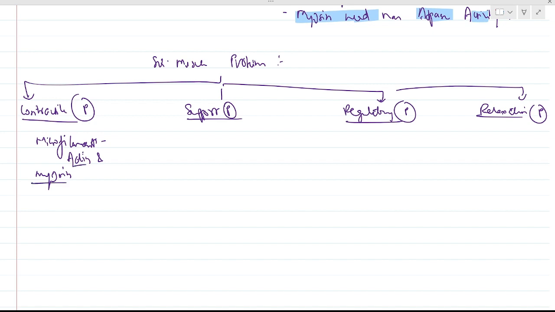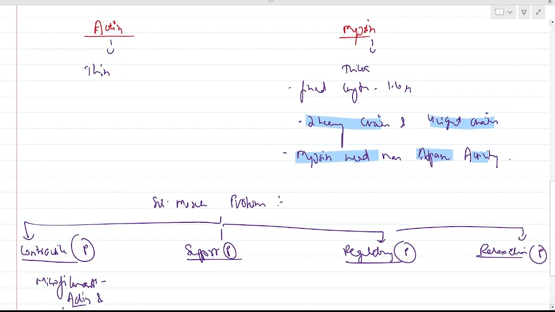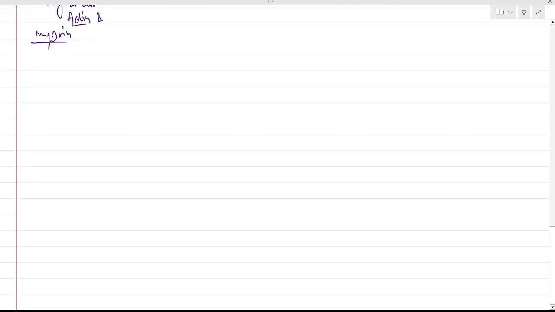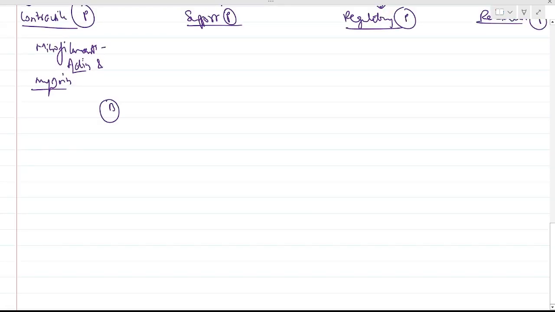Okay, actin and myosin are the microfilaments. We have seen both of them here. Nothing much to discuss here. Now we'll start with our second type of protein, our support proteins, that is support proteins in our skeletal muscles.